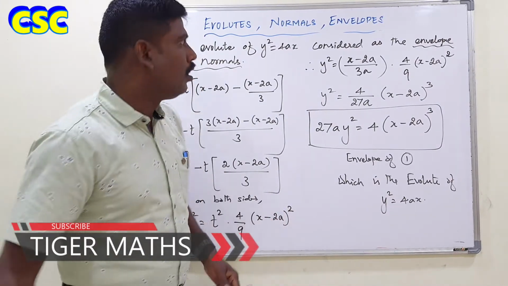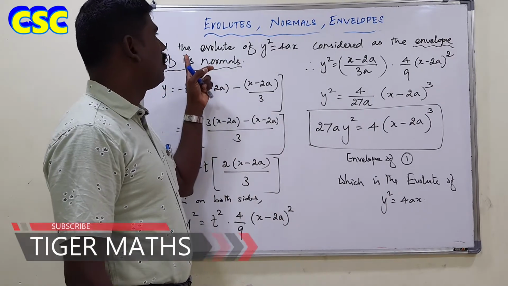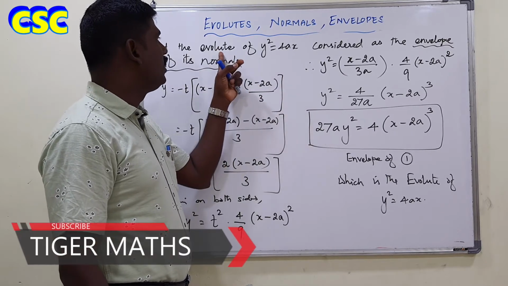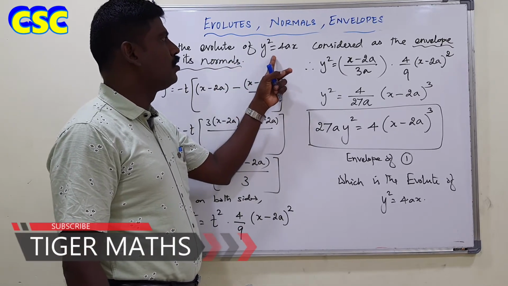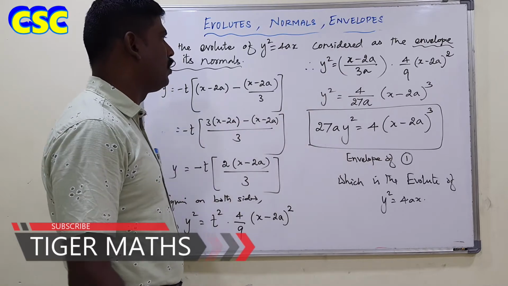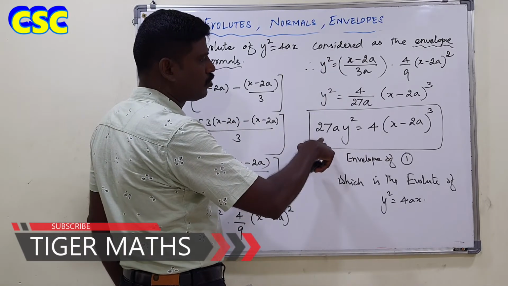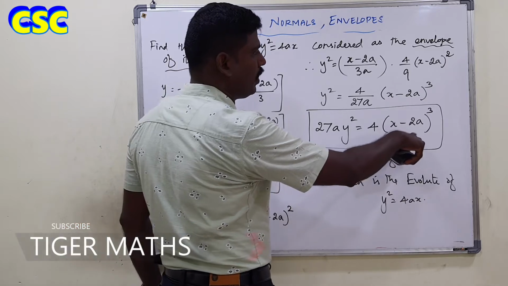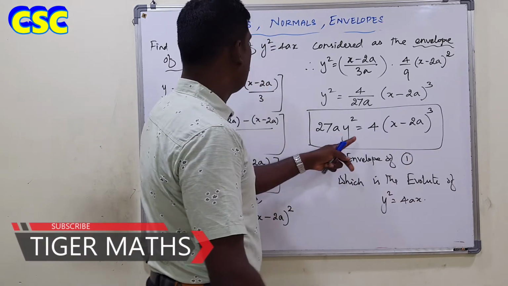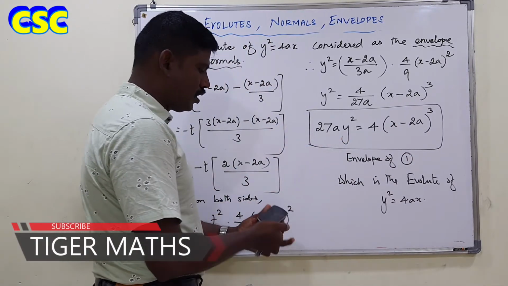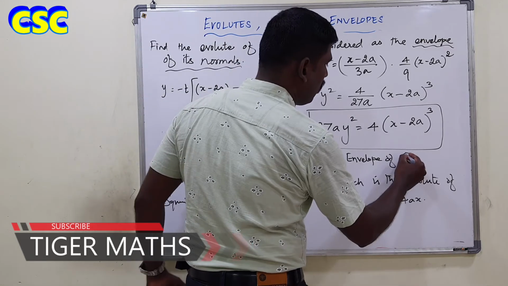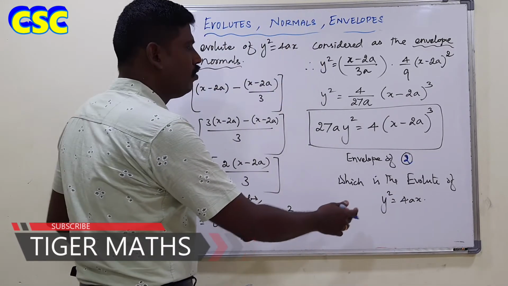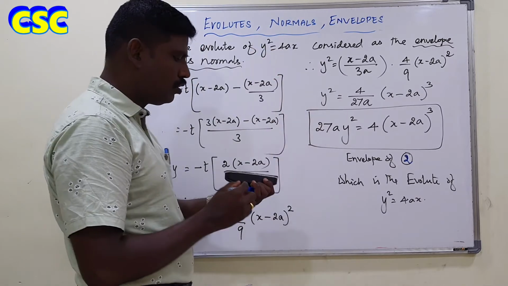Now in the last session I solved a problem on finding the evolute of the curve y square is equal to 4x, considering the envelope of its normals. I found the answer as 27a y square is equal to 4 into (x minus 2a) the whole cube, which is the envelope of the curve 2, which is the evolute of the given parabola y square is equal to 4ax.